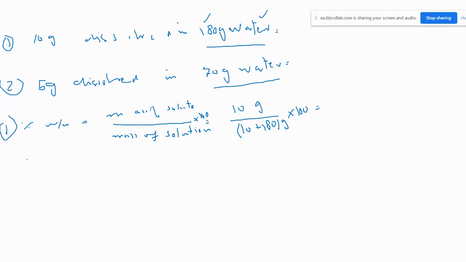Okay. And then in the second case, we have how much? Percent W by W. Mass of solute here is 5 gram, and mass of solution is 5 plus 70, which means 75 gram. Multiply by 100. So what is the concentration here and here? Here you will write 190 in place of 180.